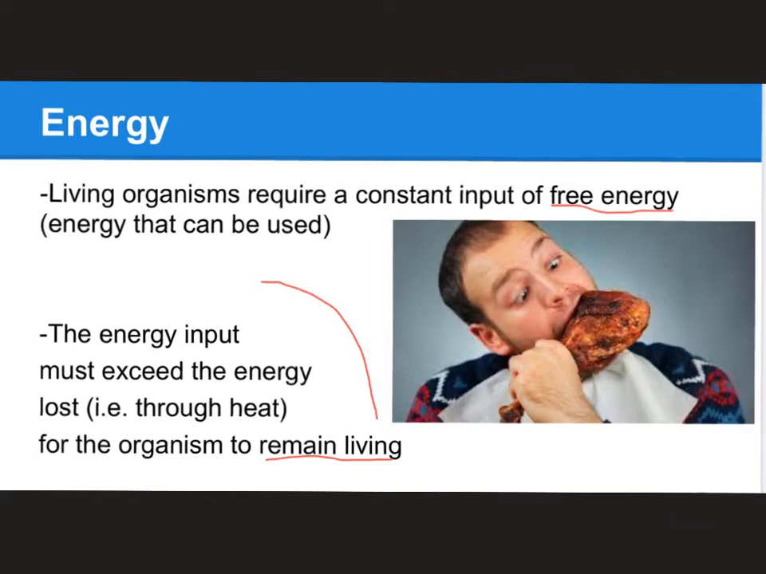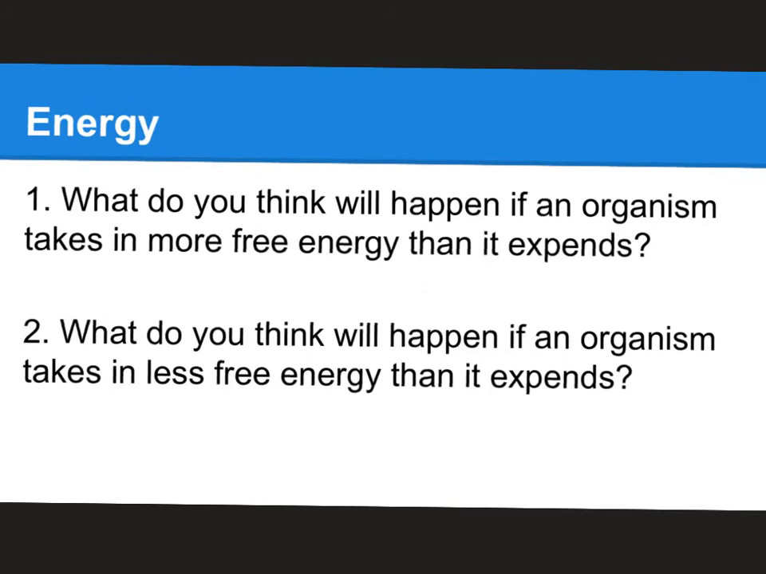If you're an animal, the way an organism would take in that energy is through eating food. And if you are a plant, the way the organism would take in that energy is through, of course, the sun or light. So, a couple questions to consider. What do you think will happen to an organism that takes in more free energy than it uses? Or what if an organism takes in less free energy than it uses? So take a minute, consider that.